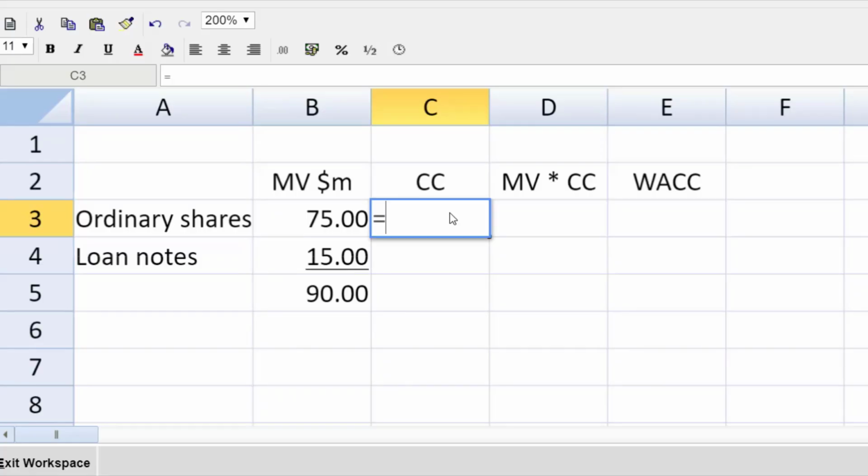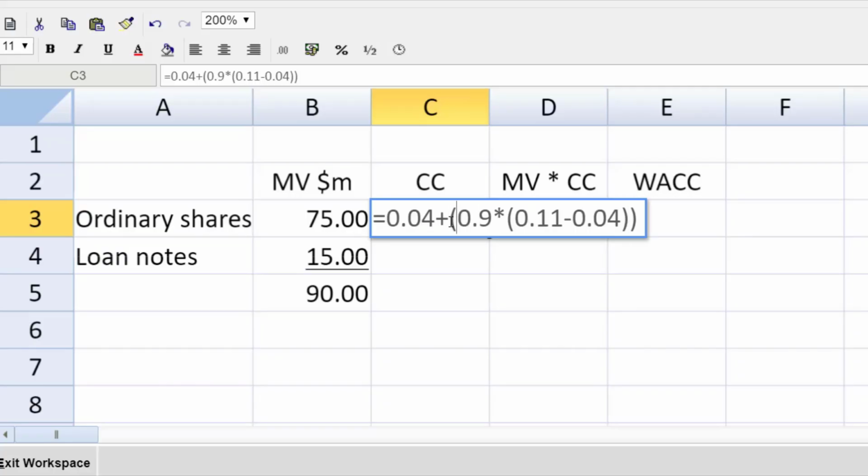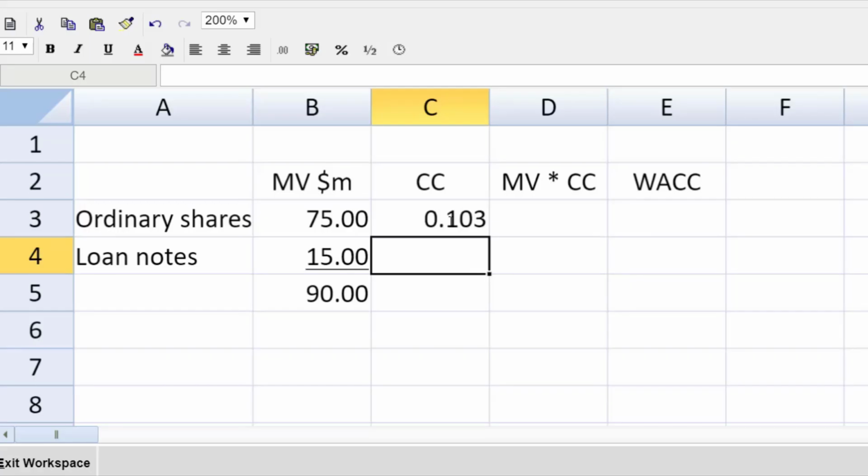Ordinary shares. Let's get the cost of capital, and we will use the capital asset pricing model here. So we have the risk-free plus the equity beta multiplied by the market return less the risk-free. Easy to do in Excel. Just watch your parentheses to make sure the order of operations is correct.